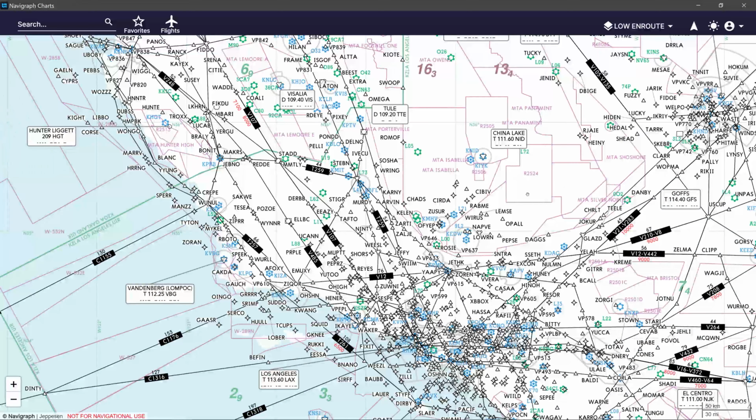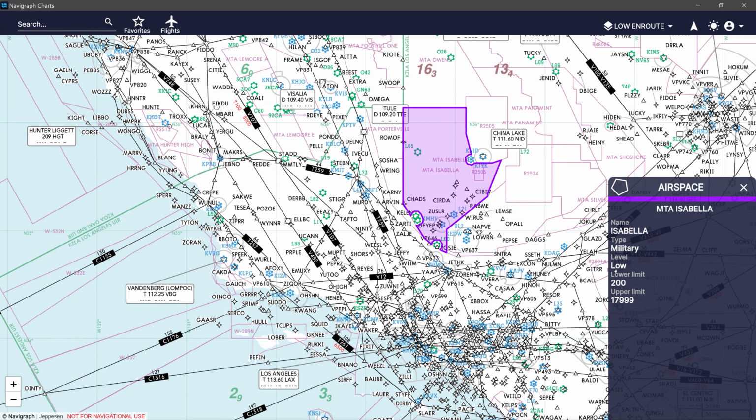You will also find purple outlined areas on the map, which you should be concerned with when you see. Usually these are military or other areas or warning airspace areas that may contain activity that is hazardous to non-participating aircraft. So maybe training exercises or usually military related, but there could be other reasons. If you click these areas here, you'll see, for instance, this Isabella is military, and it's on the low en route chart from 200 feet to 18,000 feet.